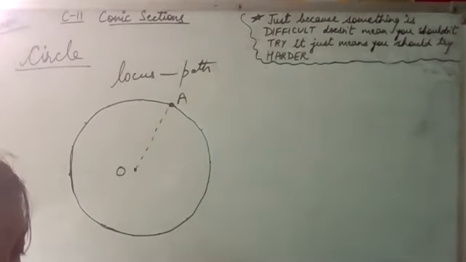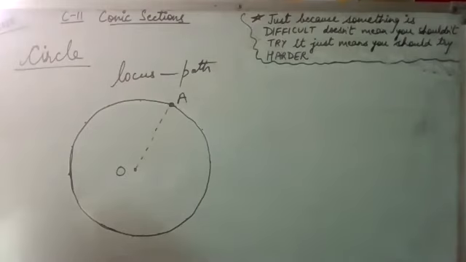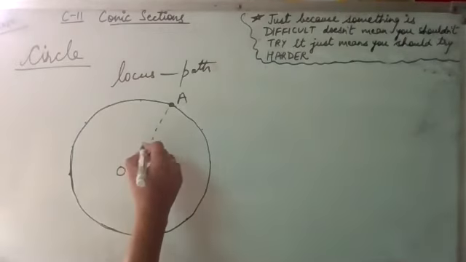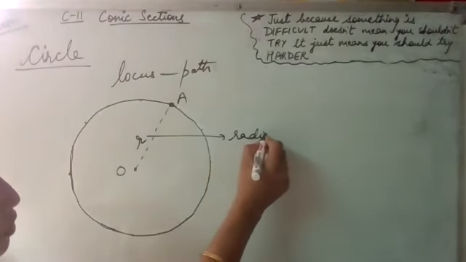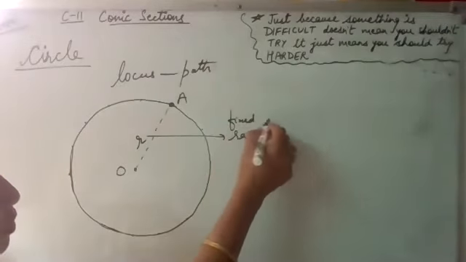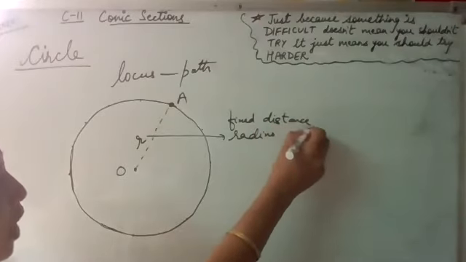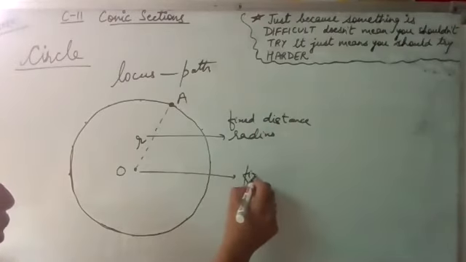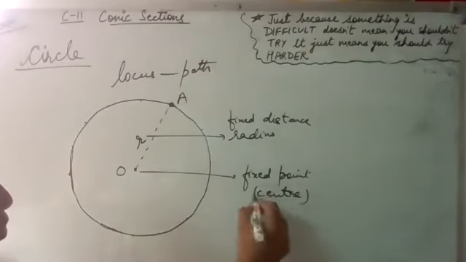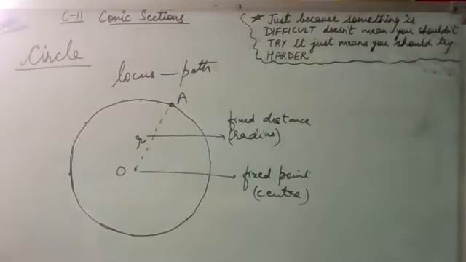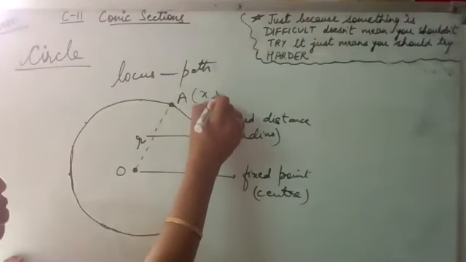So a circle is the set of all points in a plane that are equidistant from a fixed point, right? And this fixed distance we call r, which is the radius of the circle. And this fixed point is the center of the circle, right? Fixed distance is the radius of the circle and fixed point is the center of the circle. And this is any moving point on the circle.